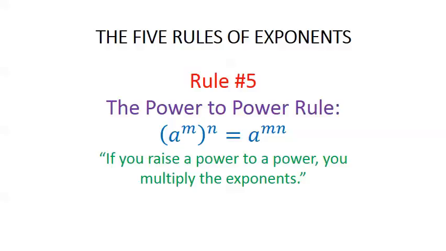Rule number 5, the power to power rule. The power to power rule is a to the power of m. Let me read it. If you raise a power to a power, you multiply the exponents. So a to the power of m to the power of n is a to the power of m times n. Okay? Pretty simple stuff.